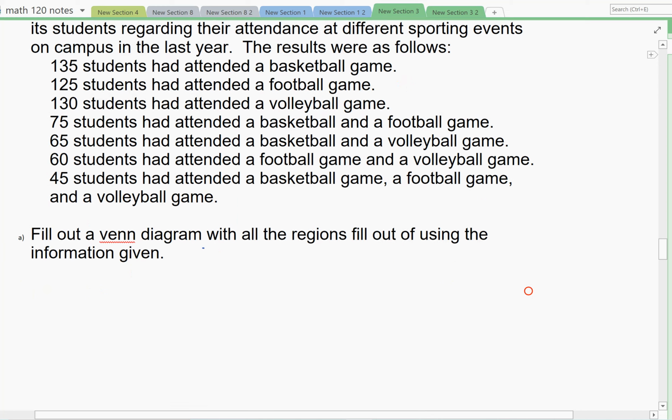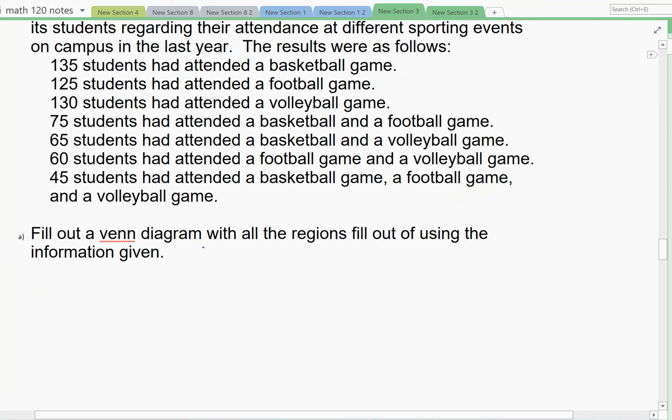Alright, so before I get started, I'm going to set my sets. So I've got people who went to basketball, I'm going to say is B, people who went to football is F, and people who went to volleyball is V. This one would represent the number of students who went to basketball and football. This is the number who went to basketball and volleyball. This is the number who went to football and volleyball. And then the last one would be the number who went to all 3 types.